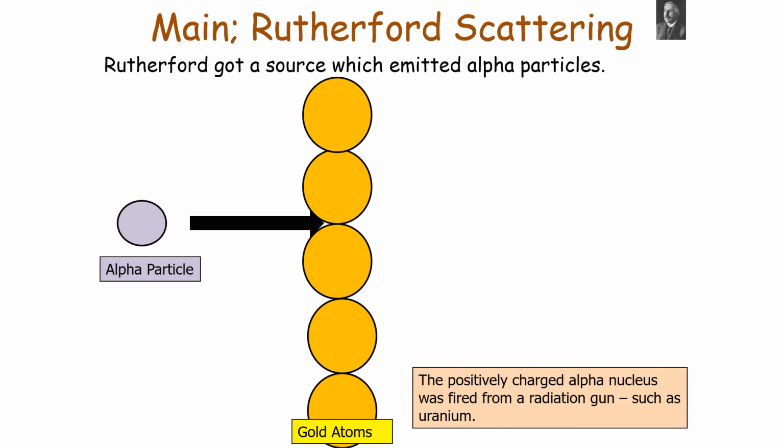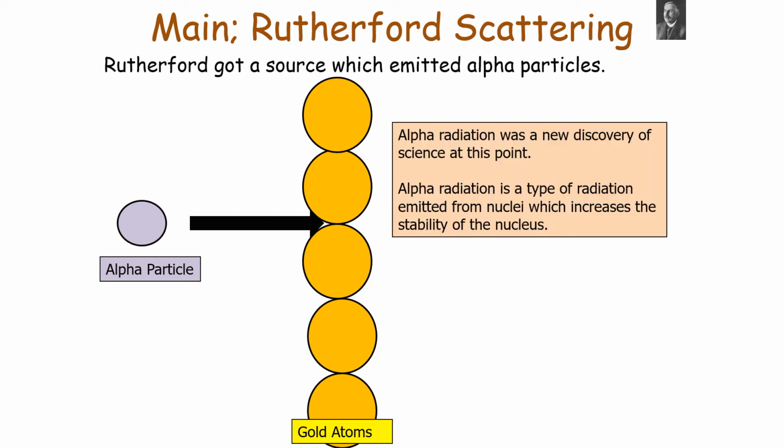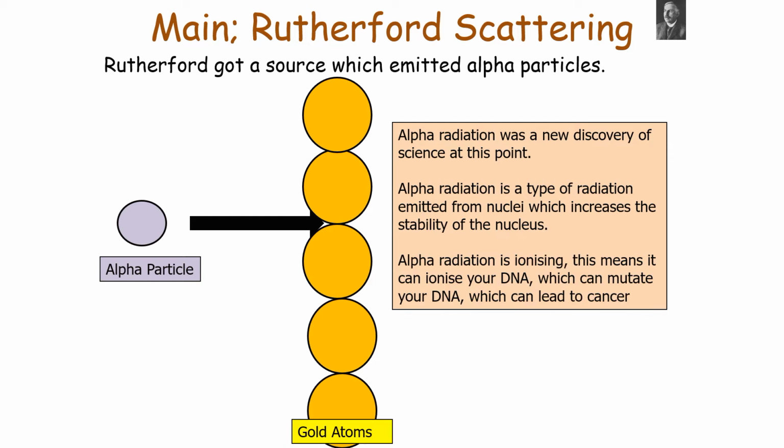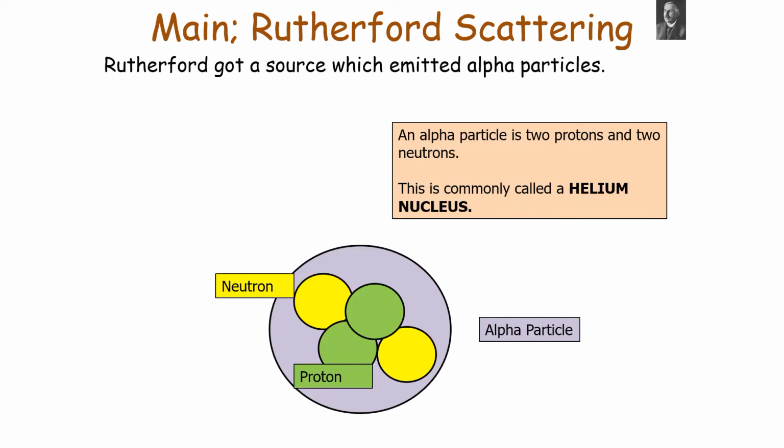He then got a source which emitted alpha particles. Now the positively charged alpha particles were fired from a radiation gun such as uranium. Now alpha radiation was a new discovery of science at this point. It's a type of radiation emitted from nuclei which increases the stability of the nucleus. But it's also very ionizing, which means it can ionize your DNA, which can mutate your DNA, which can lead to cancer. Now an alpha particle is just 2 protons and 2 neutrons.